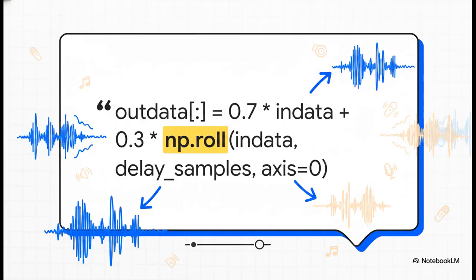This is the exact line of Python where the magic happens. Let's break down this NumPy math, because it is beautifully simple when you look at it. It basically says the output data is going to equal 70% of the original raw input data. That's the 0.7 times indata part. Then, it adds in 30% of a delayed version of that exact same audio. It creates that delayed version using np.roll, effectively shifting the incoming audio data backward by those specific delay samples we just calculated. So you end up with a loud original signal mixed seamlessly with a quieter, delayed signal. Boom! You've just manufactured an echo using basic algebra.